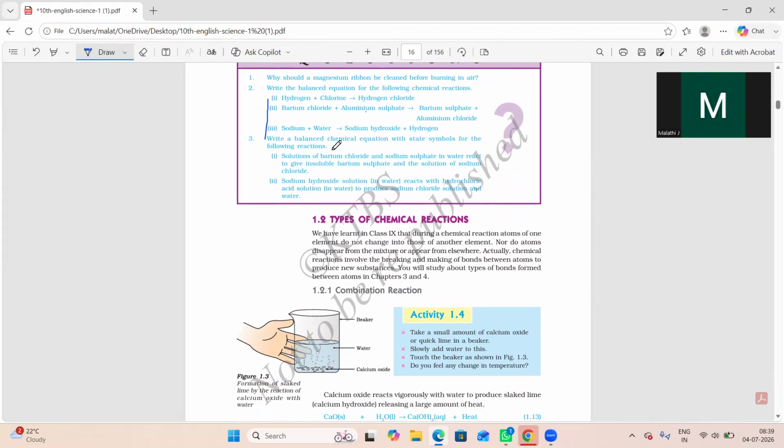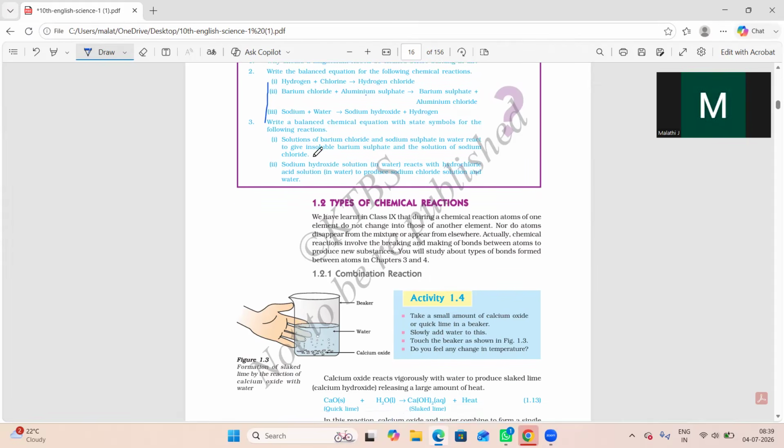The given solutions of barium chloride and sodium sulfate in water react to give insoluble barium sulfate and a solution of sodium chloride. You should write the chemical equation first, then try to balance the equation. Another: sodium hydroxide solution in water reacts with hydrochloric acid solution in water to produce sodium chloride solution and water.